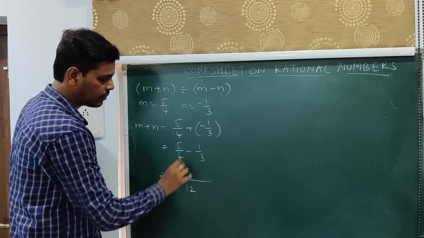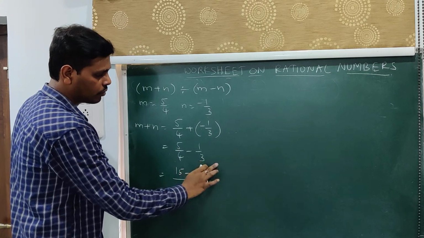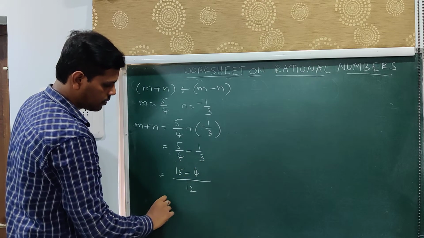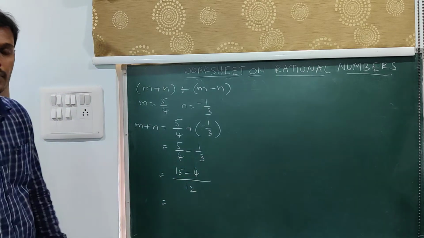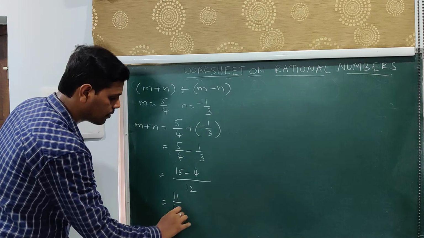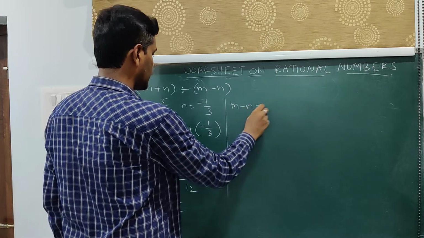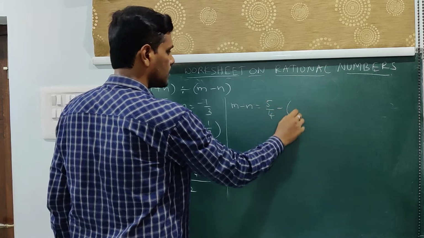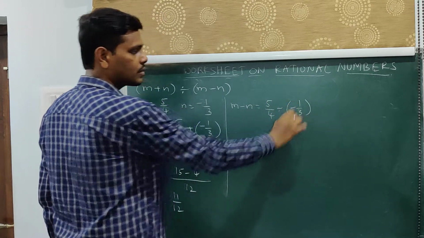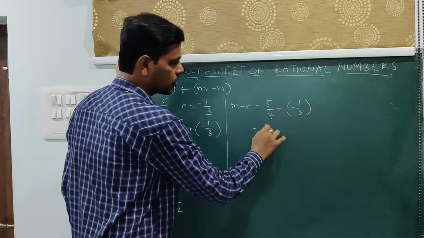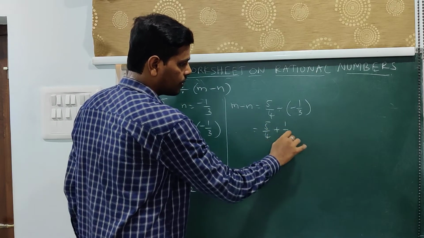4 3s are 12, 5 3s are 15, 3 4s are 12, 1 4s are 4. So this is 15 minus 4. 15 minus 4 is 11. So this is 11 by 12. Now we calculate m minus n. Similar case again, 5 by 4 minus minus 1 by 3. Minus into minus is plus. So this is 5 by 4 plus 1 by 3.